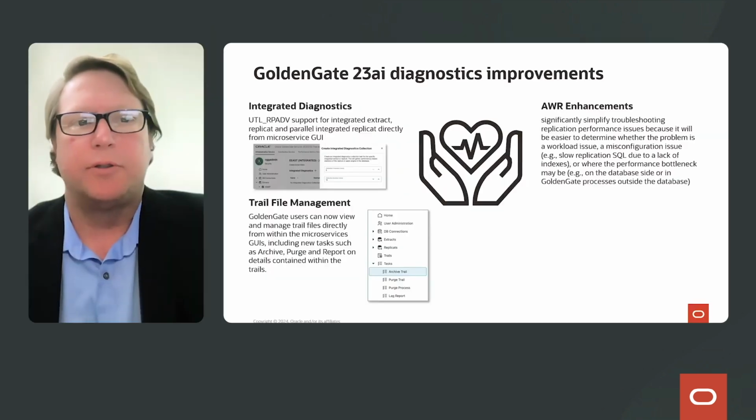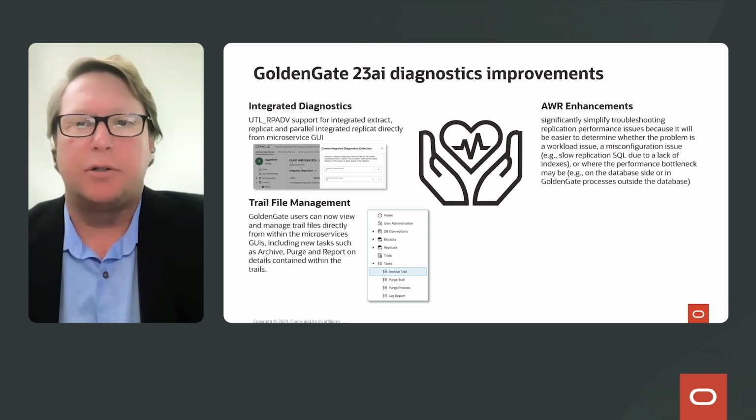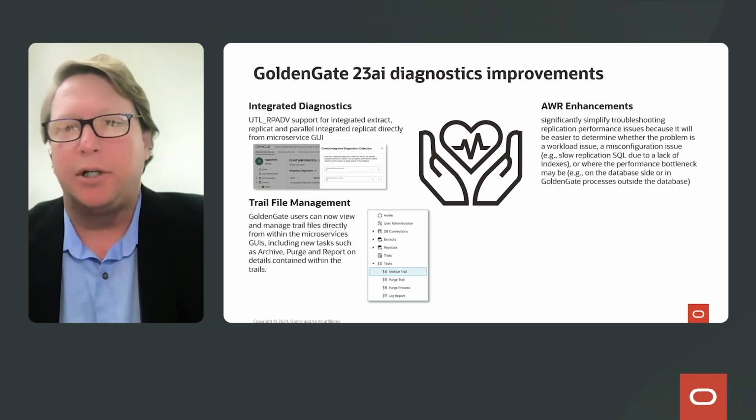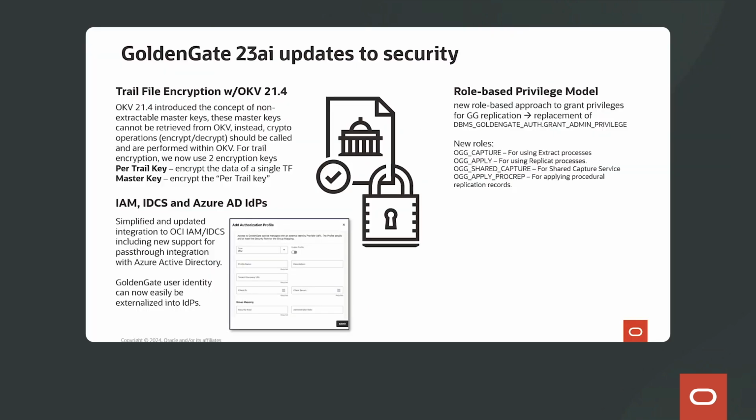We've also improved the trail file management. So directly from the web interface, you can now purge trails, you can archive your trails, and it's all hooked into the checkpointing too. So if you go to purge a trail, it's not going to delete any trails that are required for GoldenGate recovery. And then we've got a couple of enhancements to security. We've now got support for Oracle Key Vault 21.4, which adds an additional encryption for the trail files themselves, allowing you to have a different encryption key for each trail file.